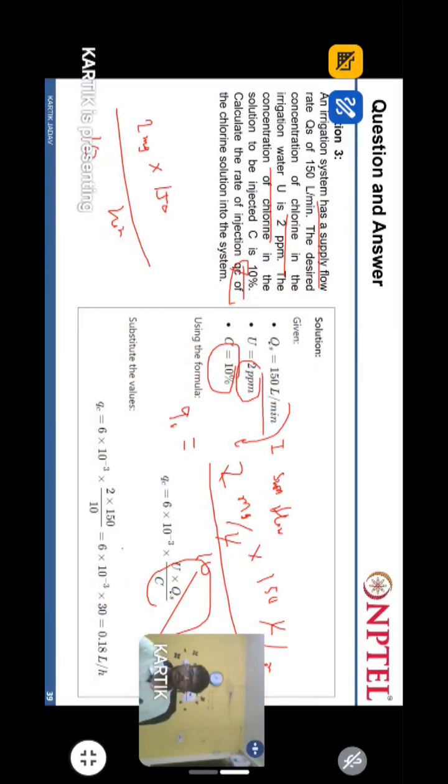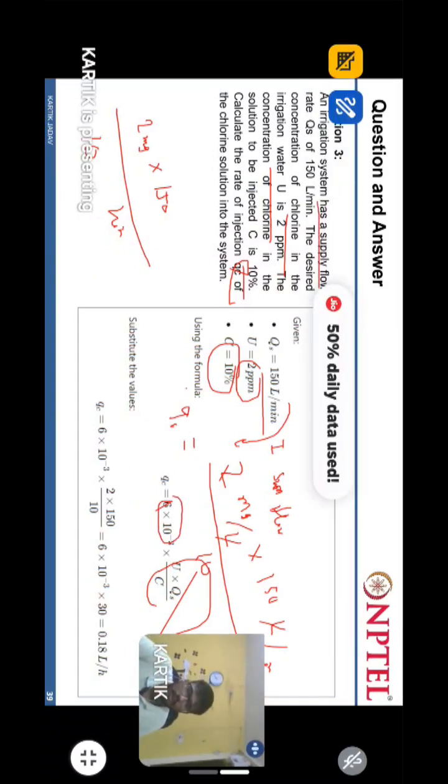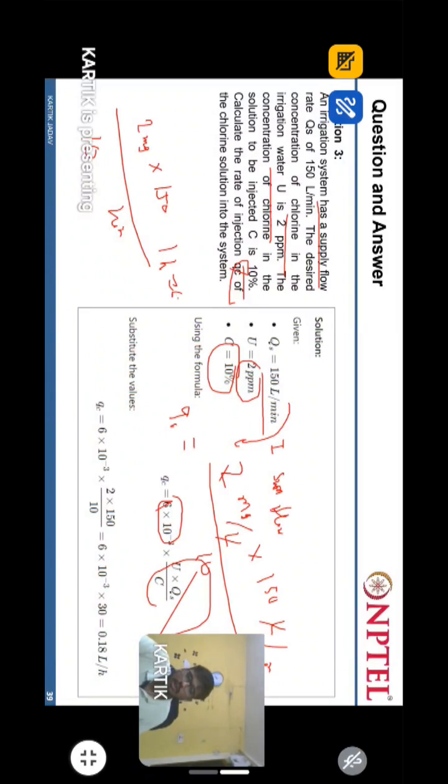And in addition to this is the part of the formula. Right? So after that, all unit conversion, we need to convert this minute into hour. So we know that 1 hour is equal to 60 minutes. So let's convert all this here and we'll obtain QC, the injection rate of chlorine, as 0.18 liter per hour.